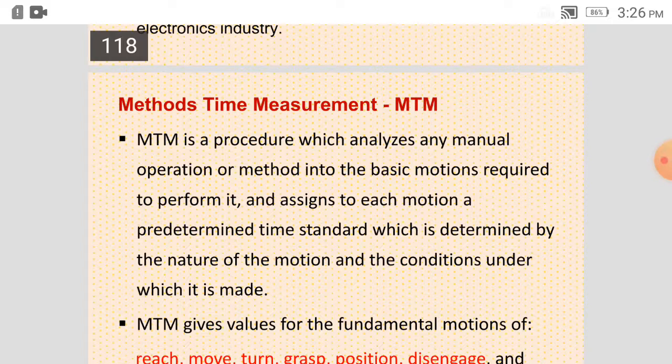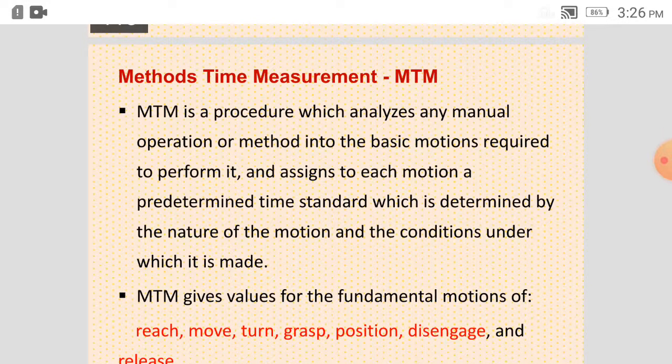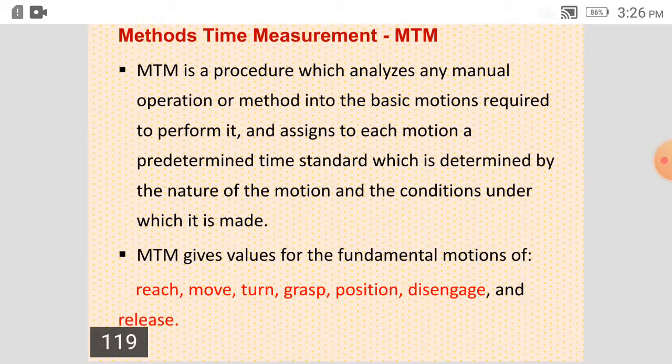These are very simple techniques used for carrying out the time study. MTM is a procedure which analyzes any manual operation or method into the basic motions required to perform it. So whatever job or activity is to be done, what type of motion it will require, that is what MTM studies, and it assigns to each motion a predetermined time standard. So it is not only studying the motions related to carrying out that activity, but also it can give the time required to carry out that activity, that is what MTM is, which is determined by the nature of the motion and the conditions under which it is made.